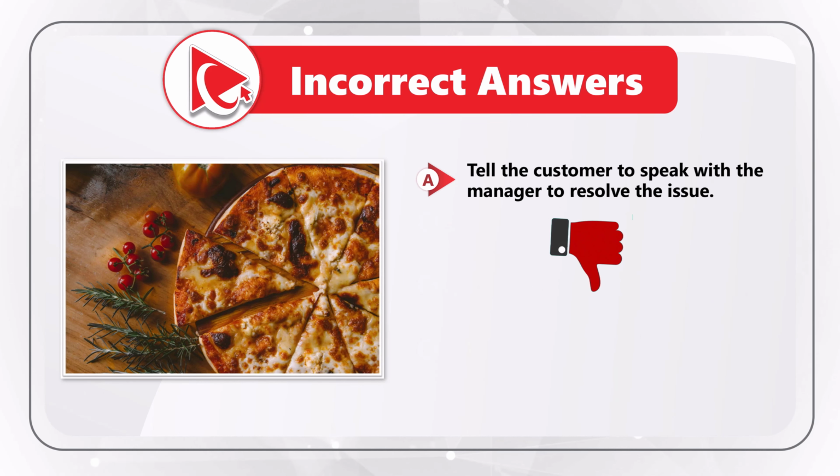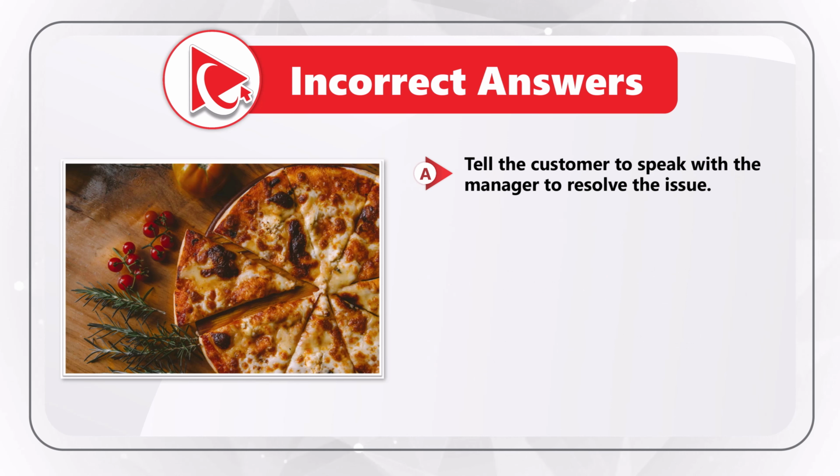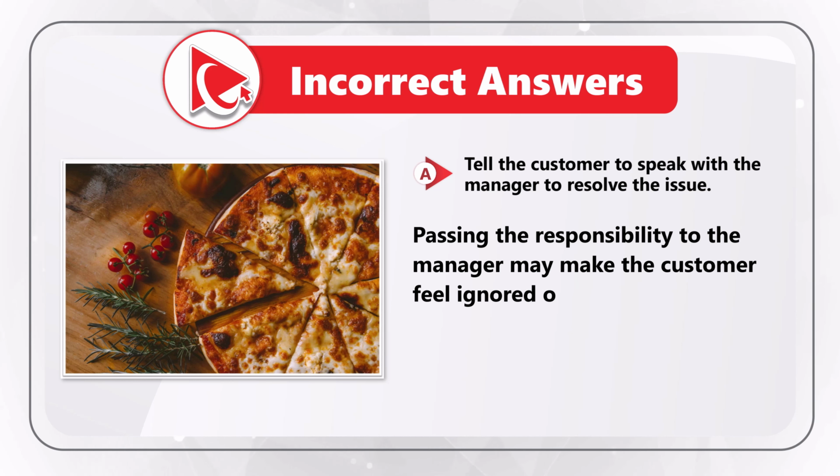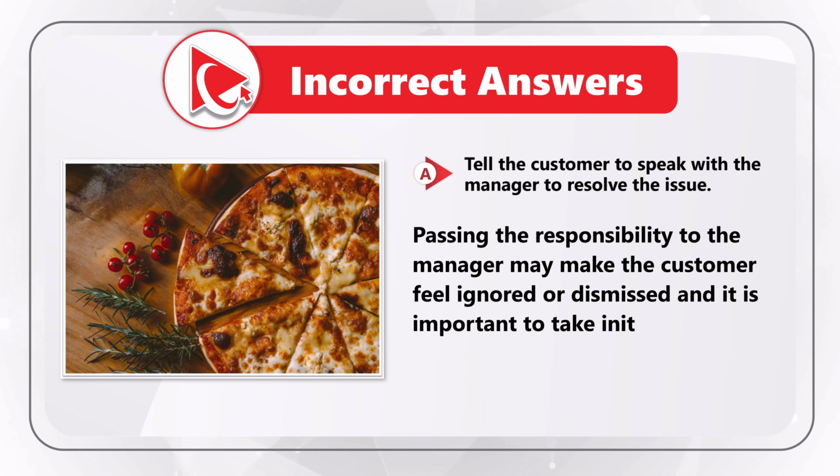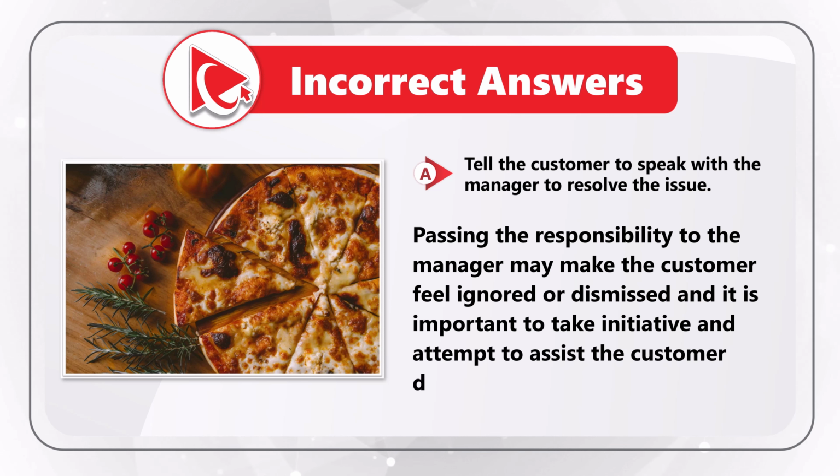Based on these 4 principles, let's look at the incorrect answers and why you might avoid selecting them. Choice A: tell the customer to speak with the manager to resolve the issue. Using this selection passes the responsibility to the manager and may make customer feel ignored and dismissed, and it is important to take initiative and attempt to assist the customer directly.